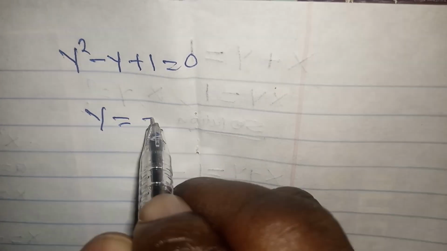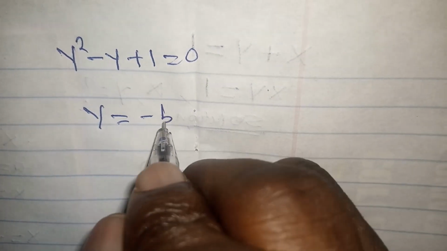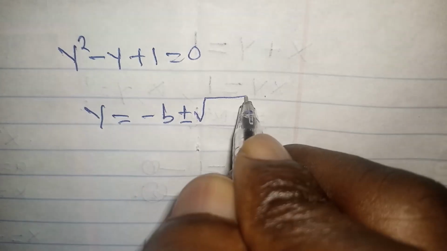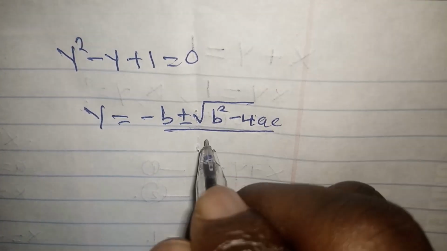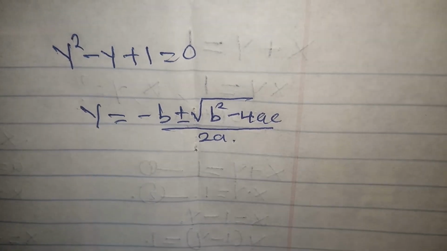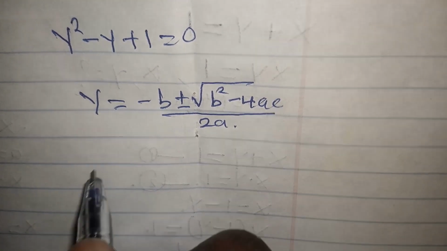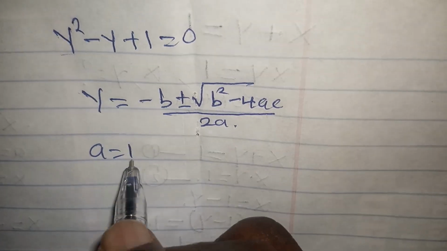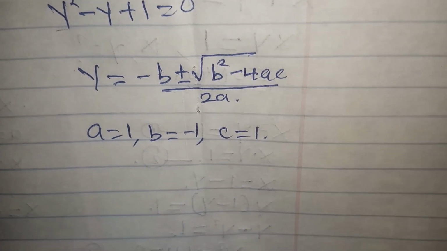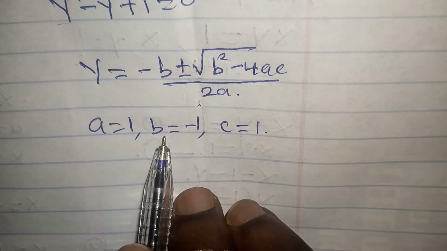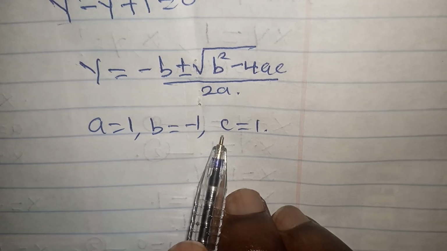Since our y is also in the form of a quadratic equation, we are still going to apply the formula method, which says our y is equal to minus b plus or minus the root of b squared minus 4ac over 2a. Recall, we said our a from here is 1, our b is equal to minus 1, our c is equal to 1. So wherever we see a, we put the value of 1 there. Wherever we see b, we put minus 1 there. And wherever we see c, we put 1 there also.